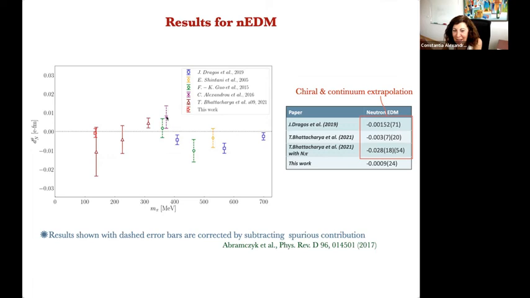Okay, very good. And then, I collaborate with the Los Alamos people. I think part of the big errors that you show here is due to very large excited state contamination that we seem to see. Do you see anything similar in your calculation?